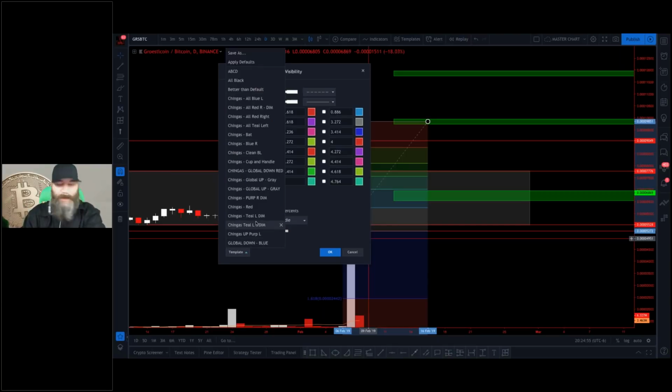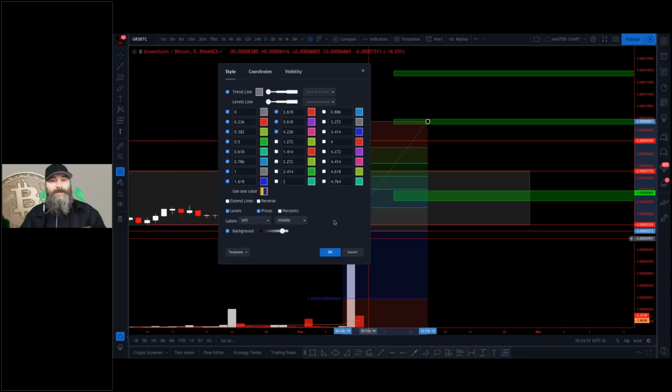I use a ton of templates. For me, that's very easy. So when I draw a cup and handle, I know exactly what I'm looking for. I can lay the cup and handle template on there, and I'm good. I'm not bothered by any other noise. I don't need any more lines on the chart.